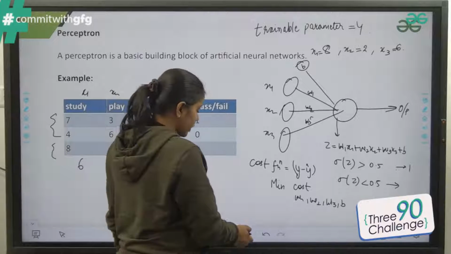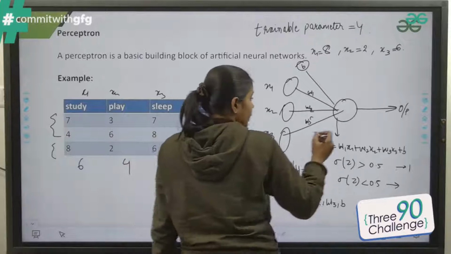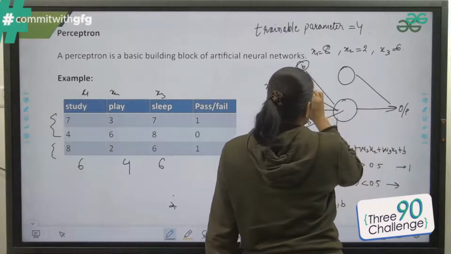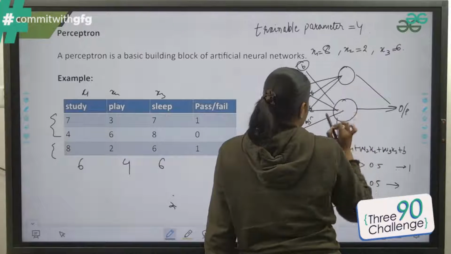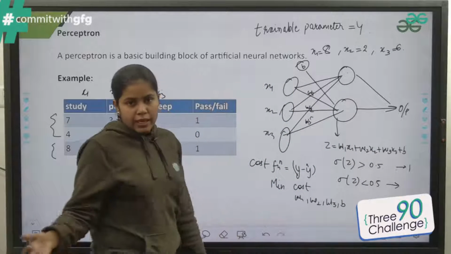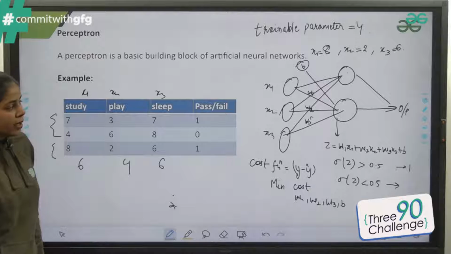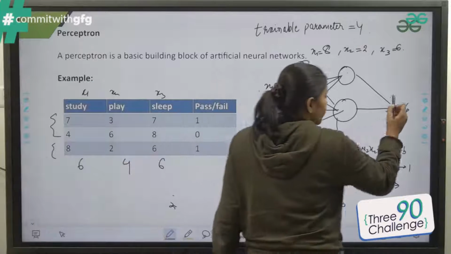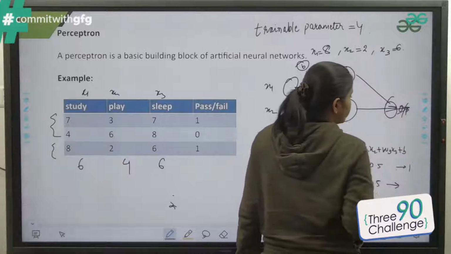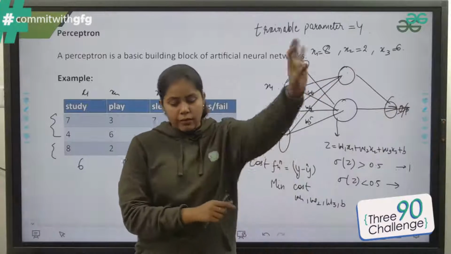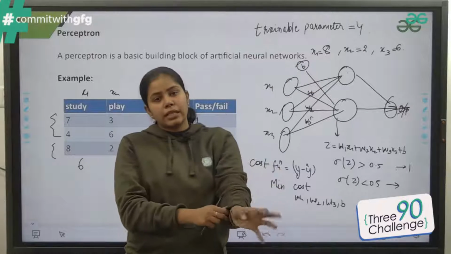So let's suppose instead of one neuron I have two neurons in the first layer, and I have one more neuron here which leads to the output. So I have three neurons, two neurons here, one neuron here. Then how many trainable parameters do I have? Can anybody tell me how many trainable parameters are here?